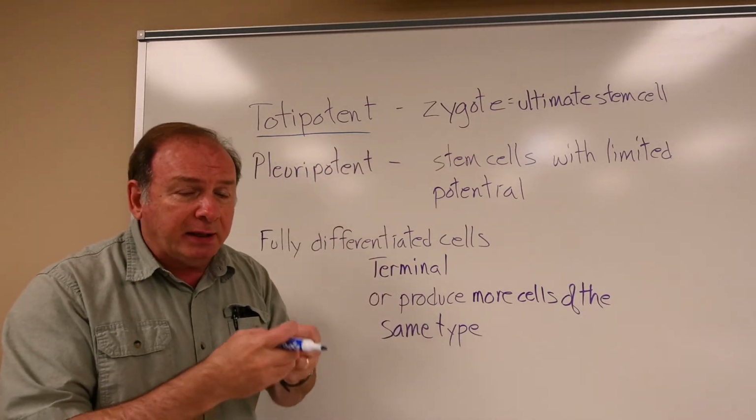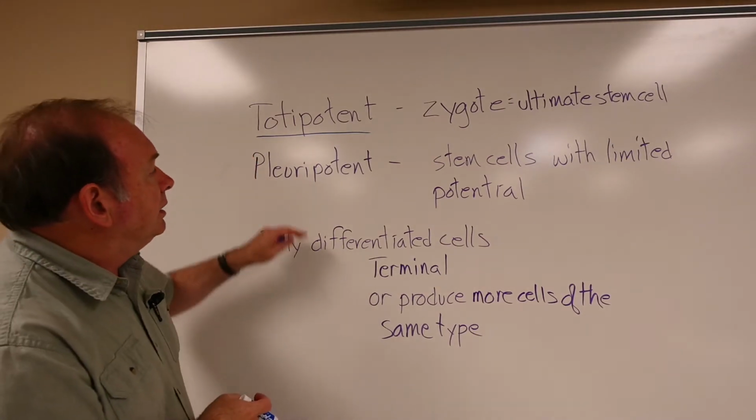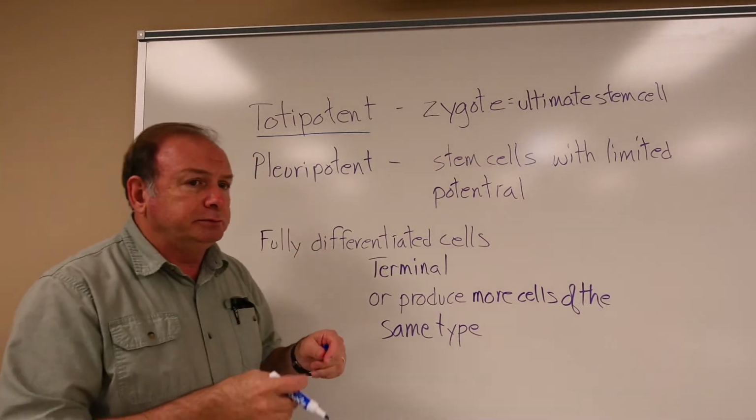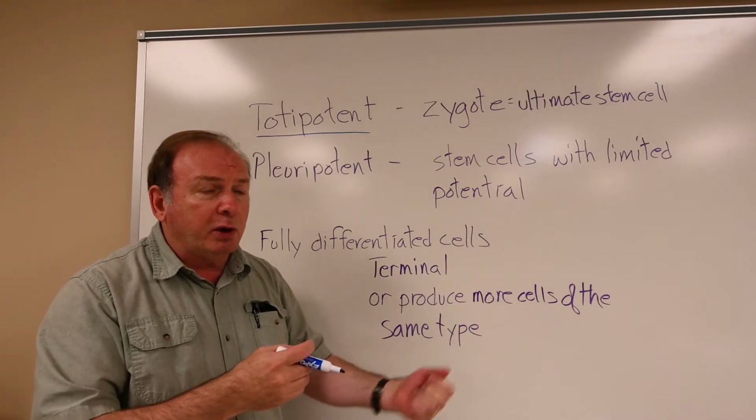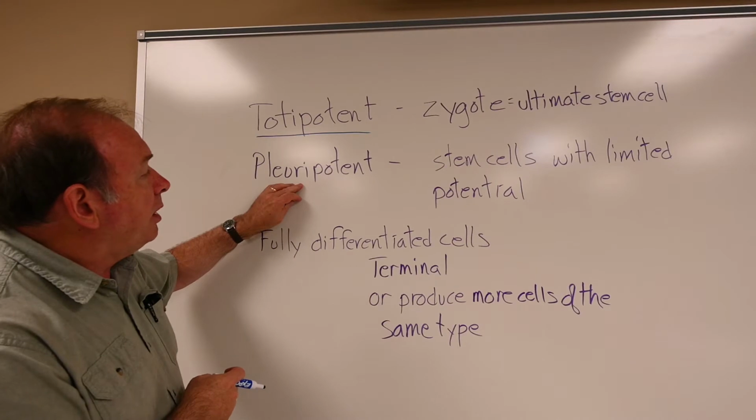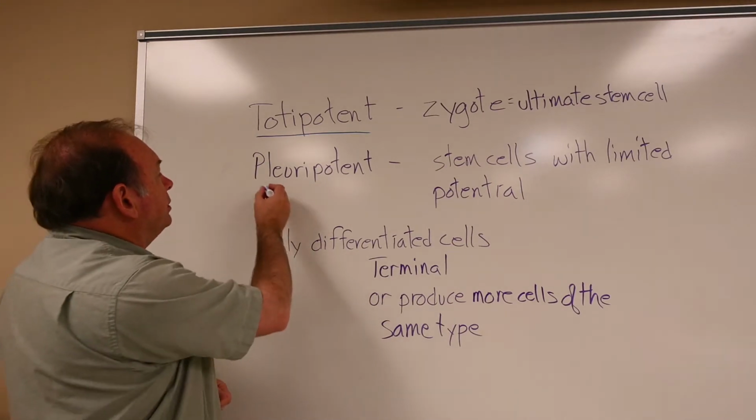But fairly rapidly in the early stages of division of the zygote, you're going to get some specialization of the cells. Some of the genes will be turned off. They will no longer have the ability to become all types of cells in the organism. These are referred to as pluripotent cells.